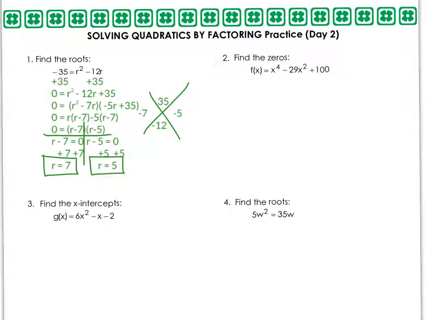Okay, so just remember to follow all the steps. We'll continue this tomorrow in class, but it's really just a review of what we've already done in class and from the previous unit.